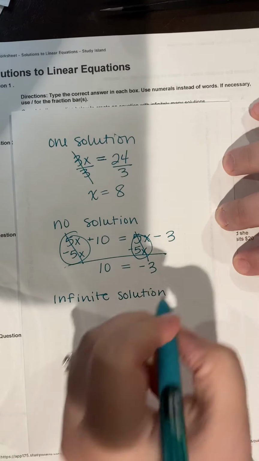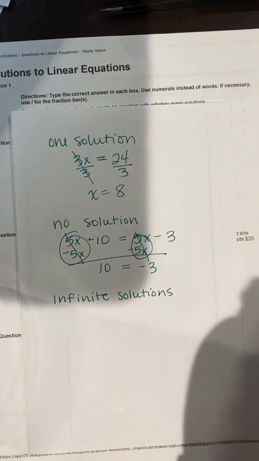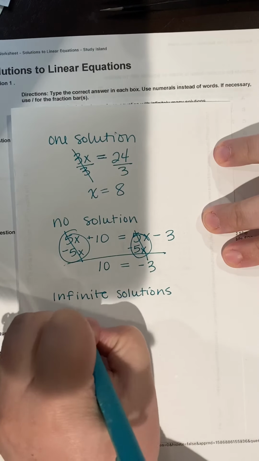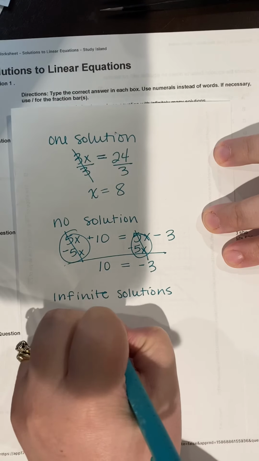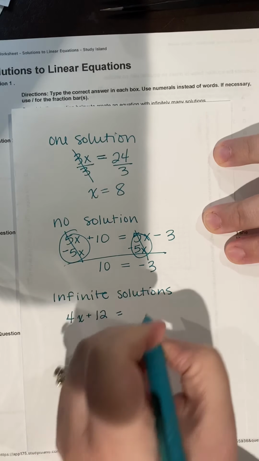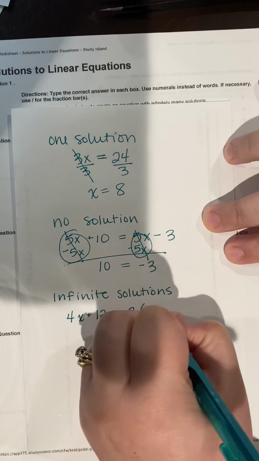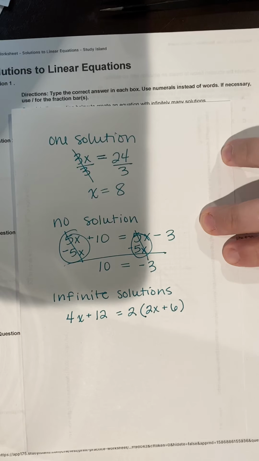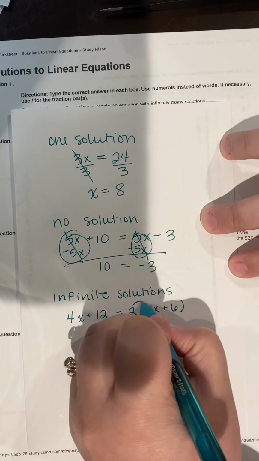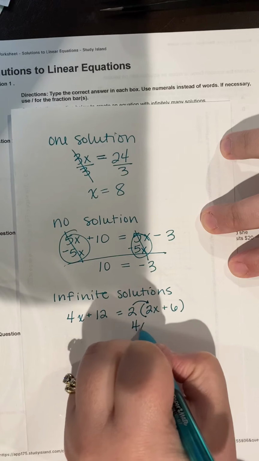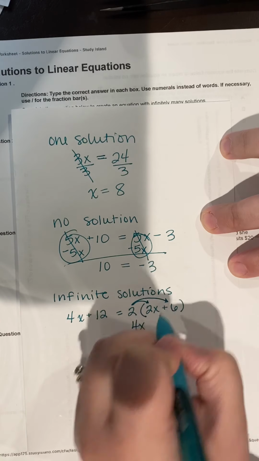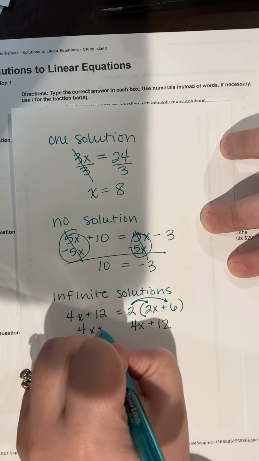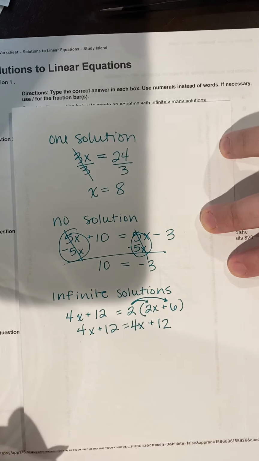The last equation type is infinite solutions, or infinitely many solutions is what you'll sometimes see. So infinite solutions means that every number that we put in this equation will work. So if I had an equation like 4x plus 12 equals 2 parentheses 2x plus 6. When I go to solve this equation, I'm going to distribute: 2 times 2x is 4x, 2 times 6 is 12. I end up with the exact same things on both sides of this equation.